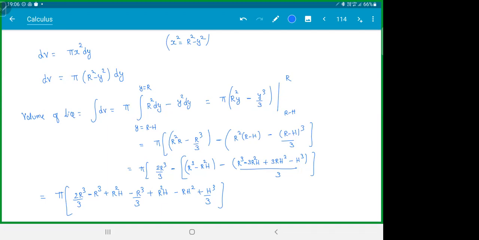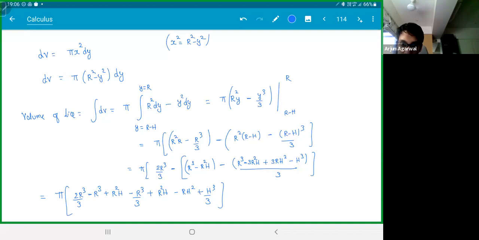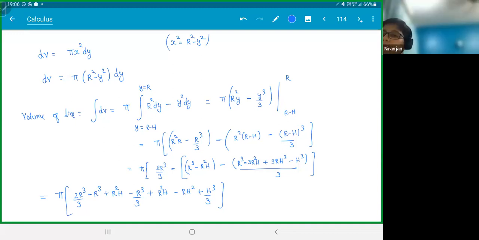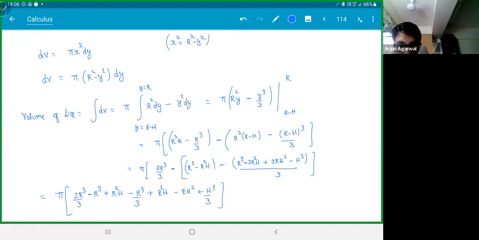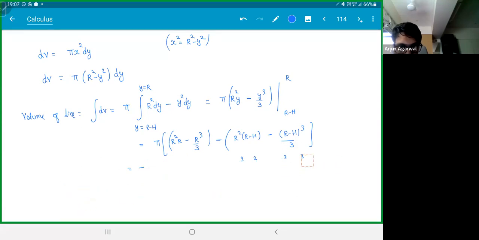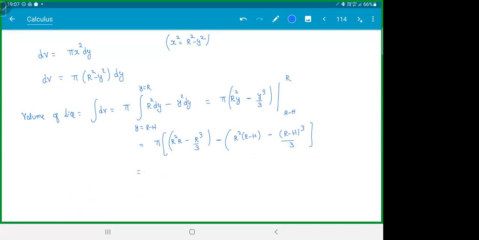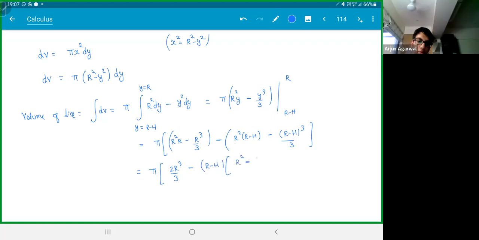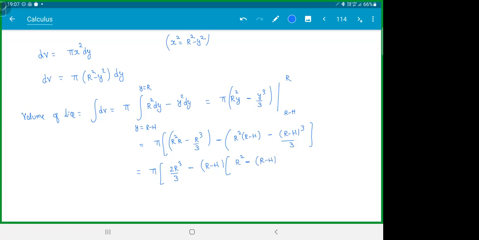I could have simplified it in an easier way. You could have taken r minus h common in the second step. That would have made your life easy. This is 2r cubed by 3 minus, if you have taken r minus h common, that would be better, r square minus r minus h whole square by 3. That will be more easy to simplify.